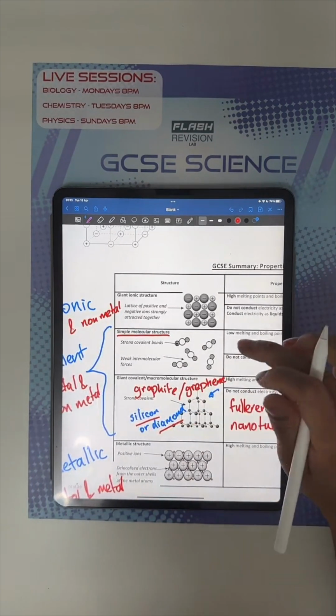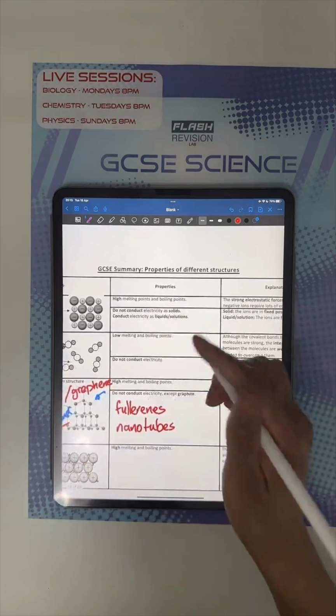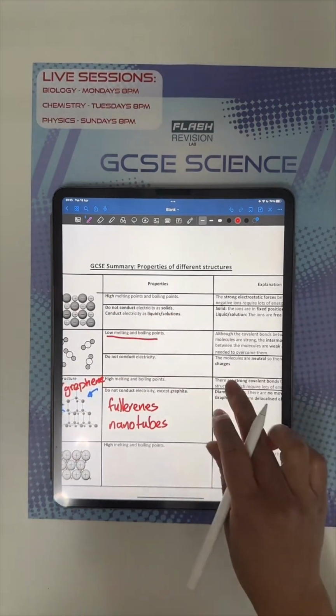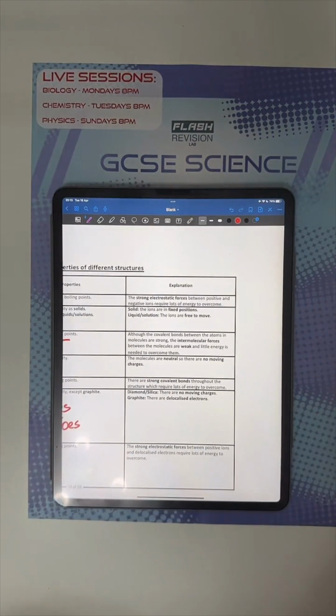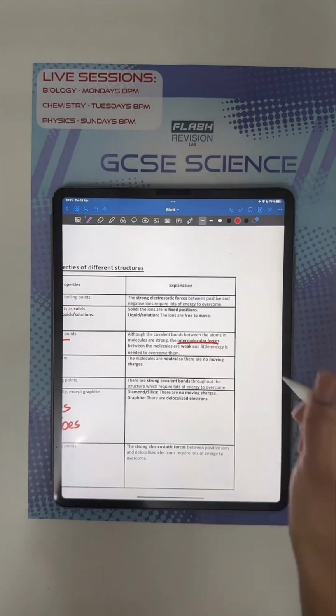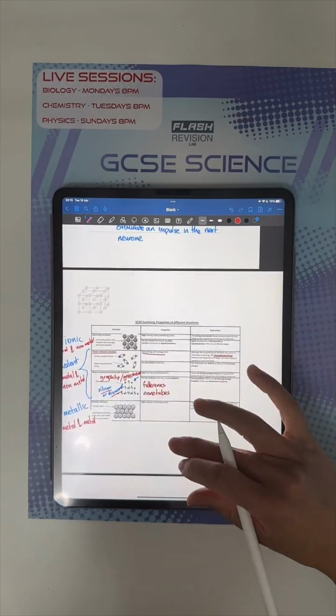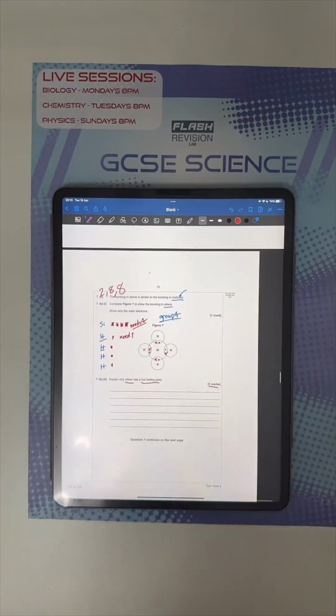Now, why do simple molecular structures have low melting and boiling point? We've got that here. Reason why? Weak intermolecular forces. Thank you. We've got weak intermolecular forces between the molecules. And when you have weak forces, that means you don't need a lot of energy to break the bonds.